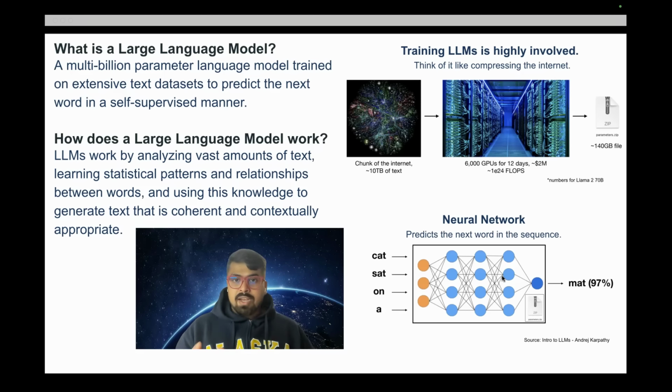In order to be able to create a large language model, you have to go through the process of pre-training or training it, which is highly involved. Think of it as a sort of lossy compression, where you're taking a huge amount of data, let's say a chunk of the internet, which is terabytes, and then you're using specialized processors known as GPUs, thousands of them, to be able to essentially compress a large chunk of the internet into almost like a zip file sort of construct that is then a representation of what it has learned. And then that is used to be able to effectively predict the next word.